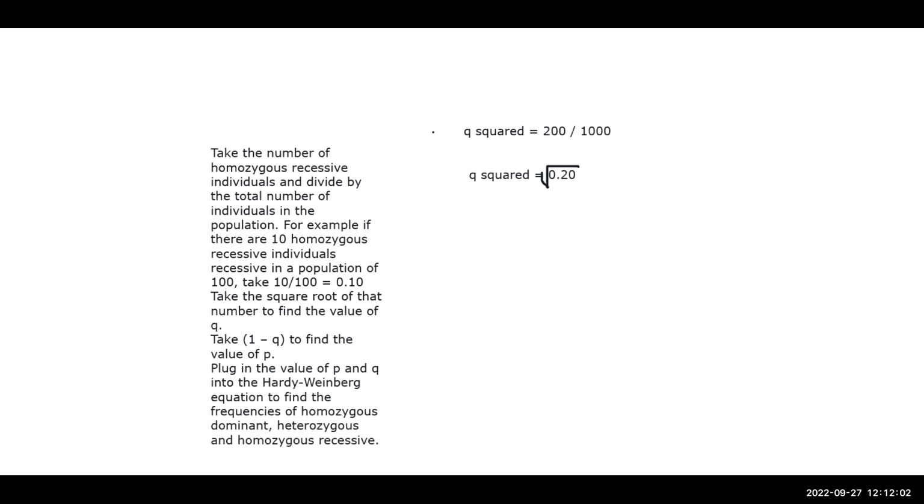Okay, so you guys tell me, what is 0.20, and then hit the square root button. What's our value of Q rounded out to 2 decimal places? I got 0.45. Beautiful, perfect. So our value of Q is 0.45.